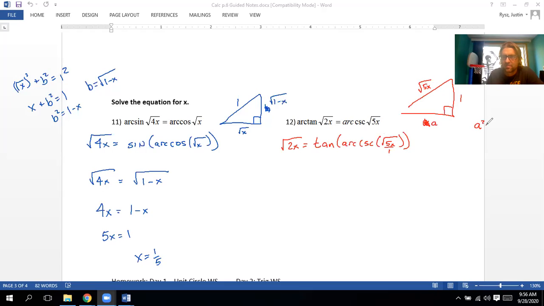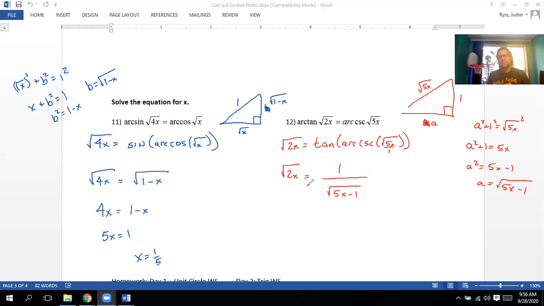So let's see, a squared plus 1 squared equals radical 5x squared. So a squared plus 1 equals 5x. a squared equals 5x minus 1. And so that adjacent side is radical 5x minus 1. So our tangent would be the opposite 1 over the adjacent radical 5x minus 1. So now we have our expression set up.